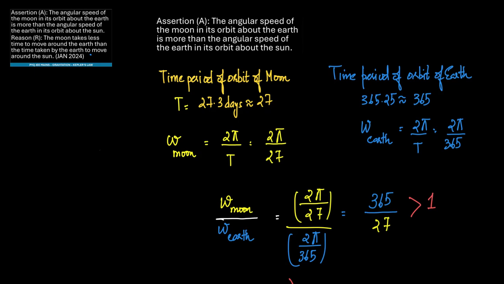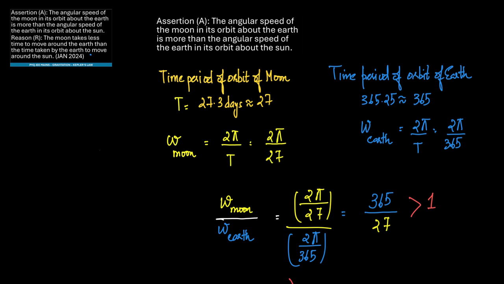So this is a very straightforward question based on calculation of angular velocity. So we know that angular velocity is equal to 2 pi by T. So omega of moon will be equal to 2 pi by time period of moon. Time period of orbit of moon is 27.3 days, roughly equal to 27. So omega of moon is 2 pi by 27.